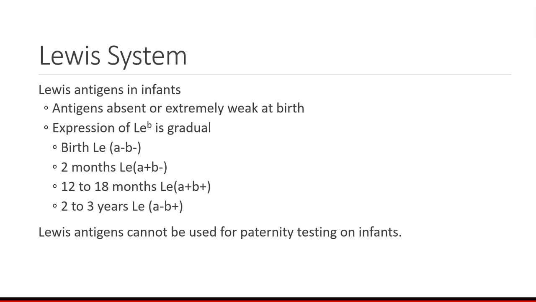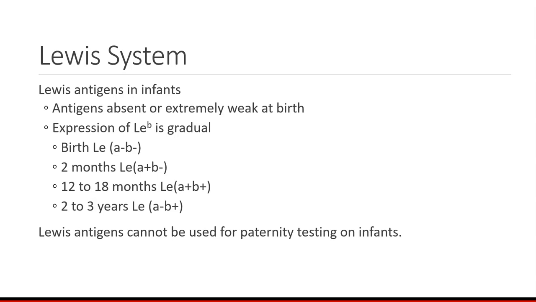So Lewis antigens in infants: the antigens are absent or extremely weak at birth. The expression of Lewis B is gradual. So at birth, you type as Lewis A neg, B neg. 2 months later, you'll be Lewis A pos, B neg. And that's where it's going to stop if you're genetically Lewis A. But most people are not.